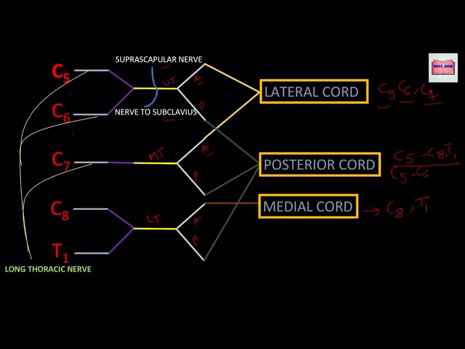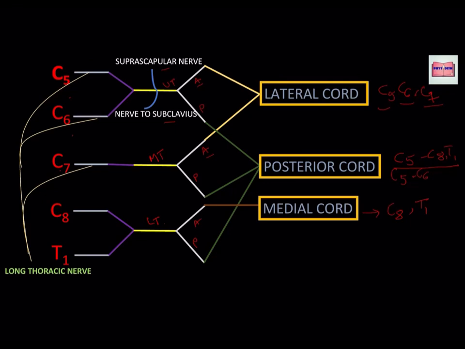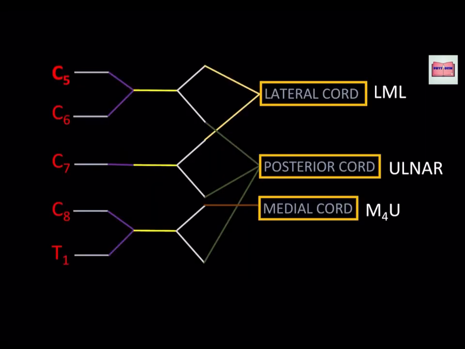So as I told previously, the cord will give off branches. So each cord will give off a few branches. So what are those branches? We will see now. Firstly, we will see the mnemonics for these branches. Okay, how can you remember those branches? Firstly, the lateral cord. For the lateral cord, the mnemonic is LML. You will see in a further slide what is LML. Okay. For the posterior cord, it is ULNAR. You can just remember this like your ulnar bone. Okay. It is not the ulnar bone, but you can remember it that way.